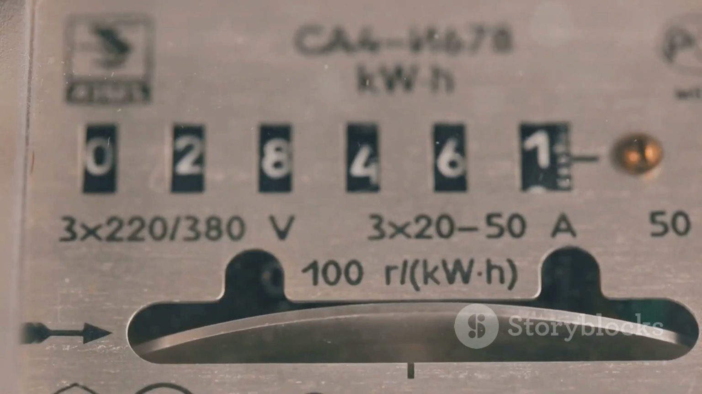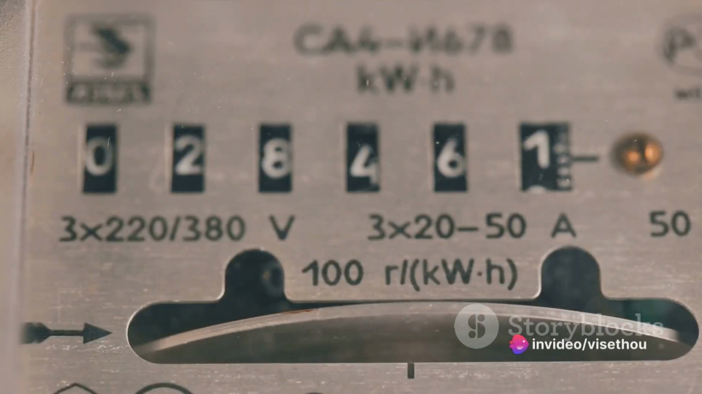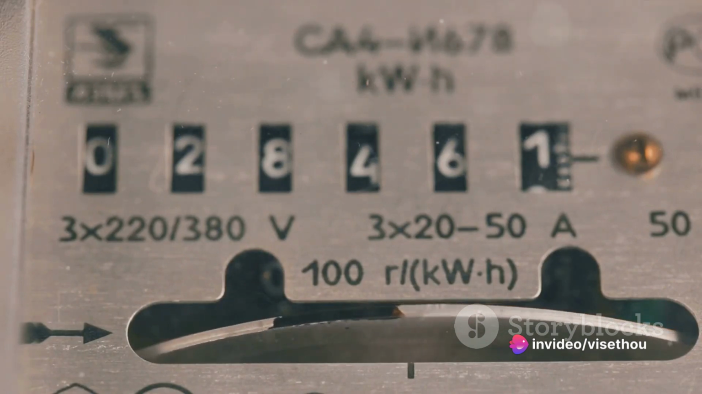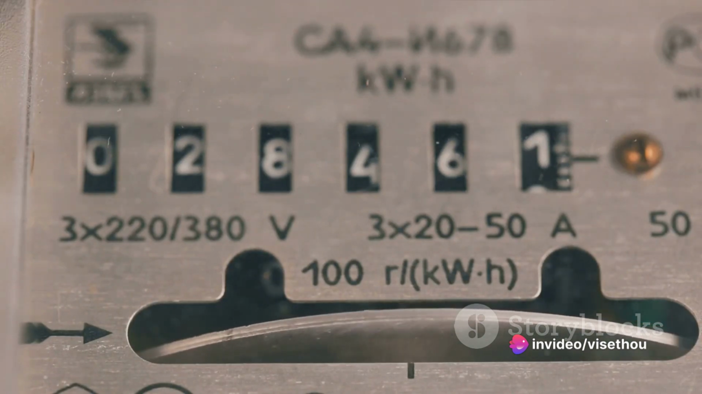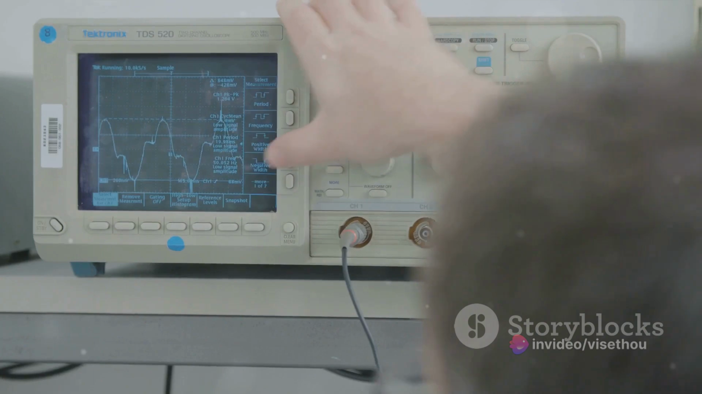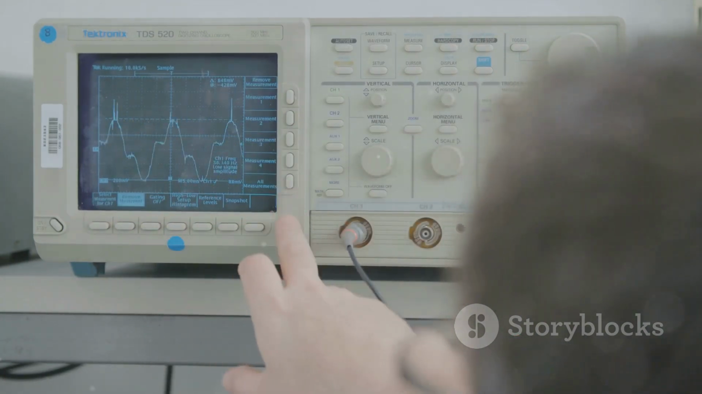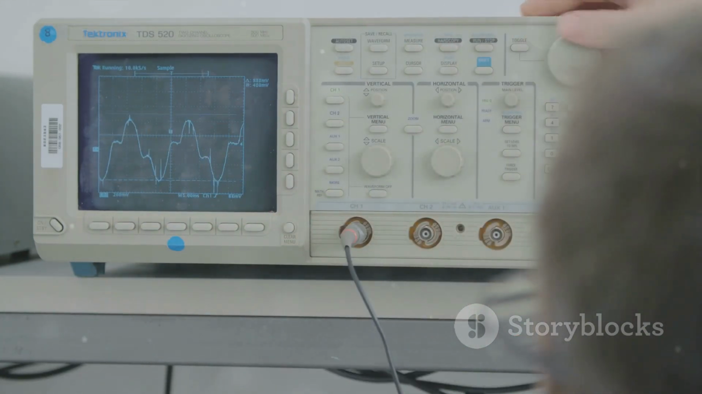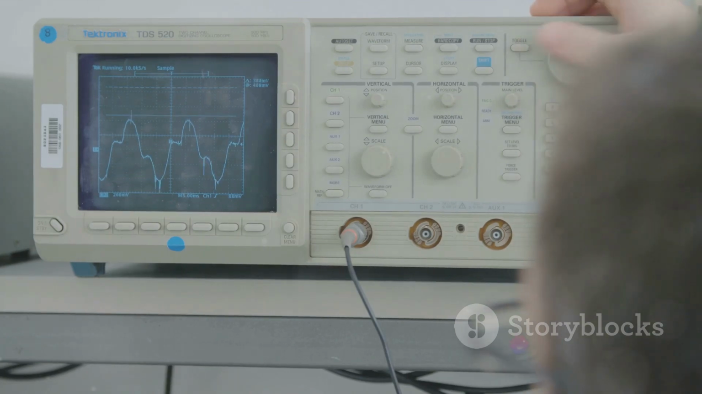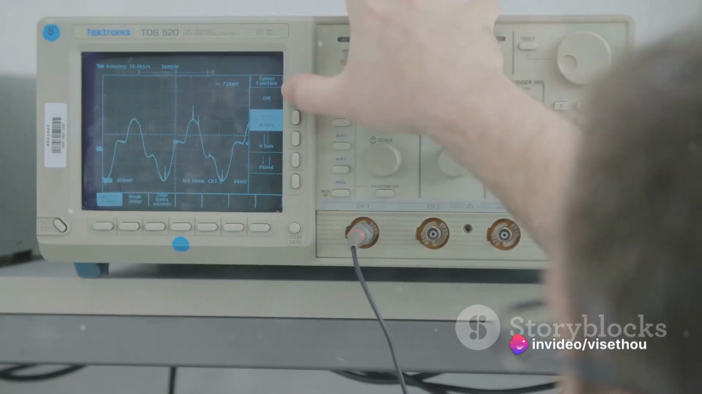It states that the current flowing through a resistor is directly proportional to the voltage across it and inversely proportional to its resistance. In simpler terms, if you increase the voltage across a resistor, the current flowing through it will also increase, provided the resistance remains the same.